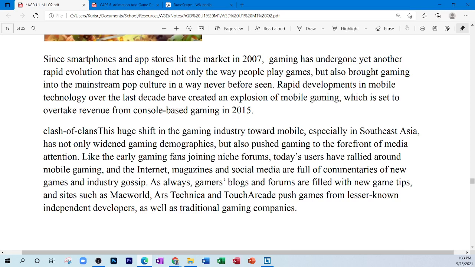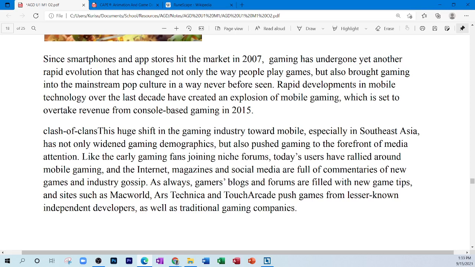Clash of Clans. This huge shift in the gaming industry toward mobile, especially in Southeast Asia, has not only widened gaming demographics, but also pushed gaming to the forefront of media attention. Like the early gaming fans joining niche forums, today's users have rallied around mobile gaming, and internet magazines and social media are full of commentaries on new games and industry gossip.